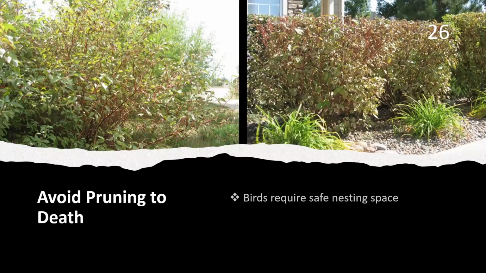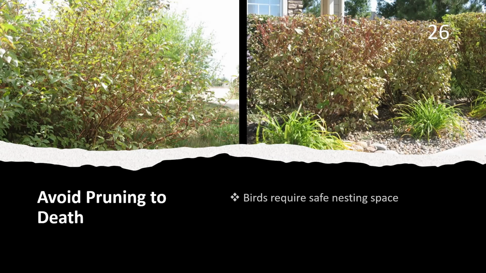And avoid pruning to death. Here's an example of red twig dogwood. And this is a plant that typically grows by the river's edge. It's a riparian plant, and it likes to have one foot in the water. And if we plant it in front of a hot building and we prune the life out of it, we could be really damaging the plant.